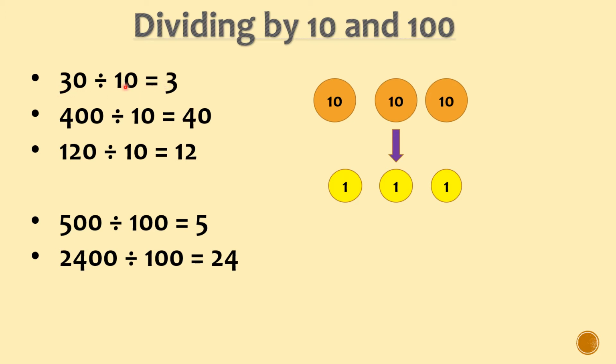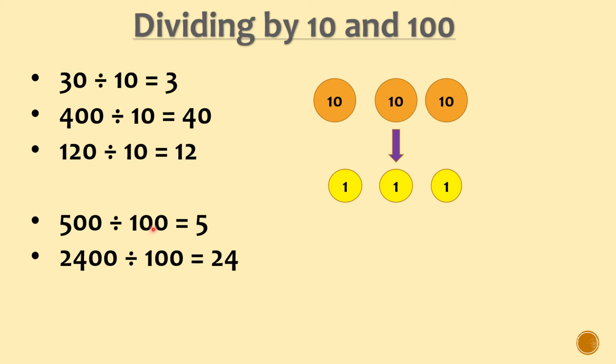So 30 divided by 10, it is divided by 10. That means here you will not add 1 zero, you will remove 1 zero. So I'll remove 1 zero from 30, and my answer is 3. 400 divided by 10, I'll remove 1 zero from 400, 40 is my answer. 120 divided by 10, I'll remove 1 zero from 120, 12 is my answer.